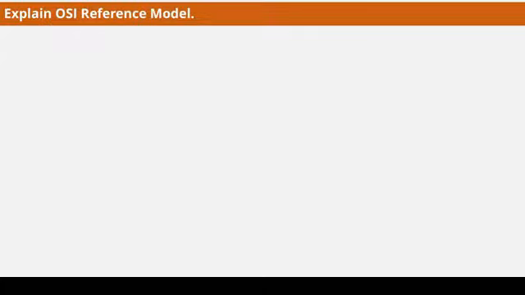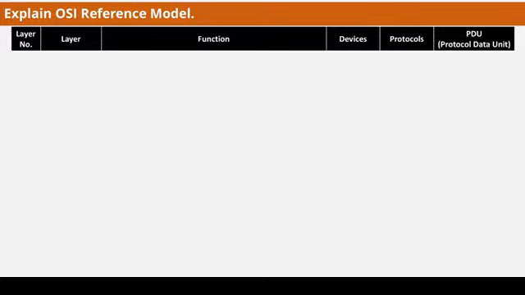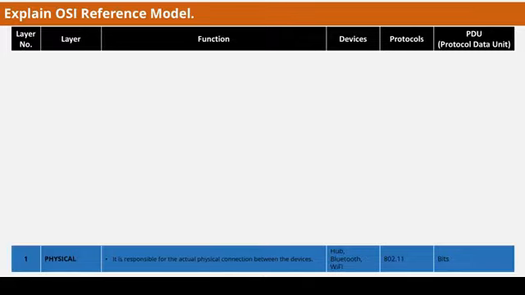Explain OSI reference model. OSI reference model is best explained with the following attributes like the layer number, name of the layer, function of each layer, devices that work at each layer, protocols that run on that layer, and the form of data, that is protocol data unit. Let's start with layer 1, which is a physical layer.